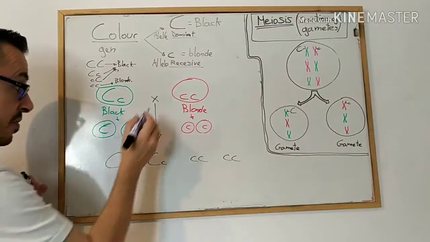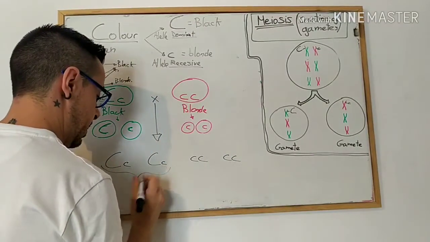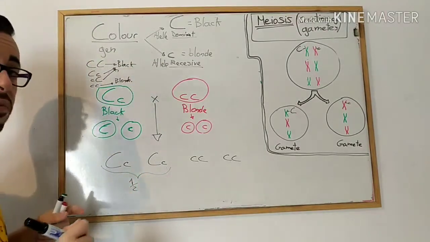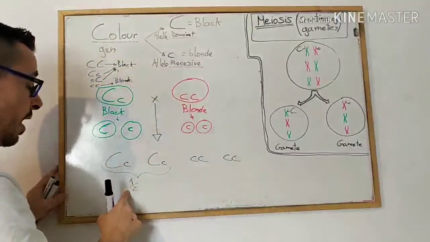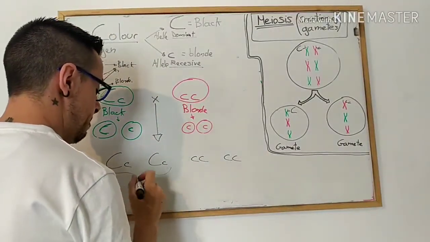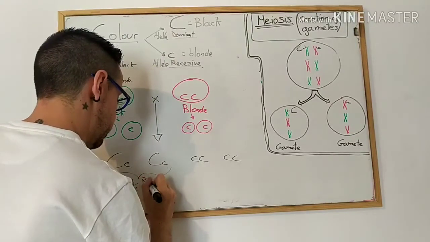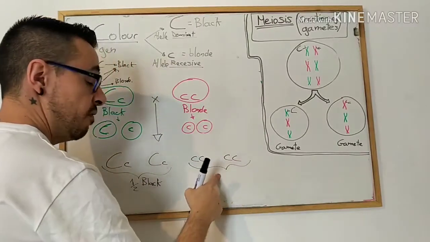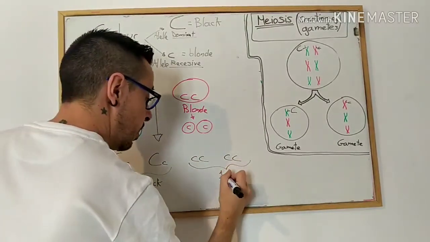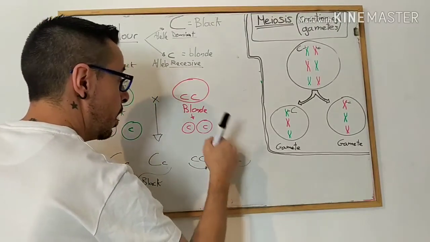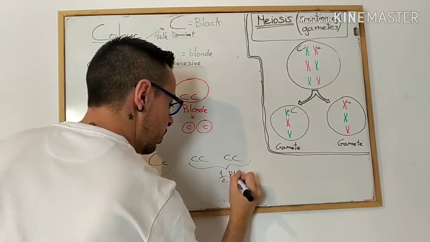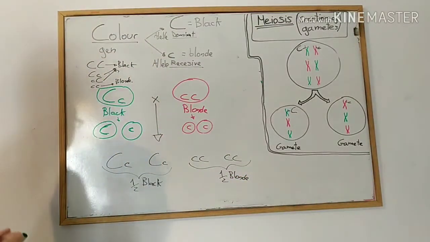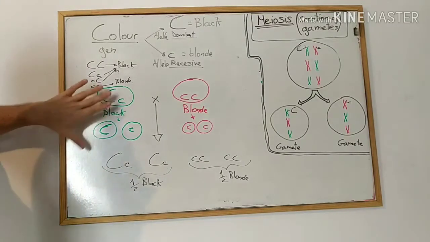So half of the children, the possibilities are that one half of the children could be black hair, and the other half of the children could be blonde hair.